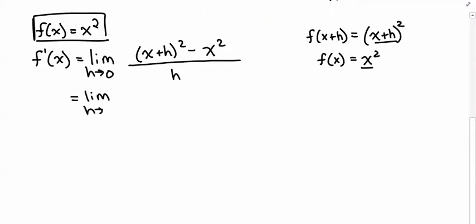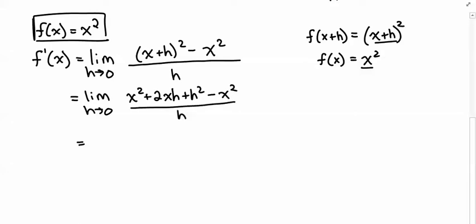Then I simplify my numerator, so I get x squared plus 2xh plus h squared minus x squared, over h. I notice x squared minus x squared goes away, so all I have is the limit as h approaches 0. I notice each of these terms has an h, so I'm going to factor that out. So I get h times 2x plus h, over h. Cancel out my h's.